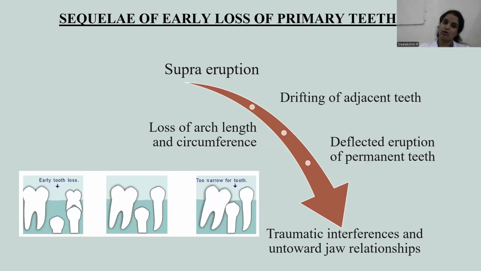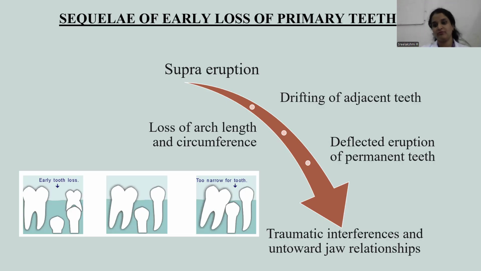So what are the sequelae of early loss of primary teeth? Obviously, if a tooth is missing, there might be supraeruption. If there is early loss of lower molars, surely there will be supraeruption of the upper molars. And when a tooth is missing in the dental arch, the teeth on either side of the missing tooth can drift. That is, the tooth mesial to the edentulous space can drift distally, and the tooth distal to the edentulous space can drift mesially.